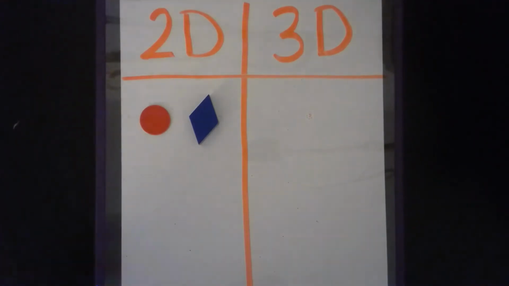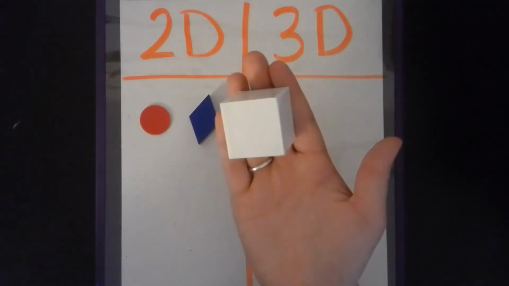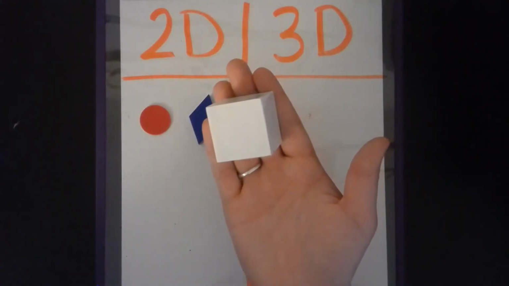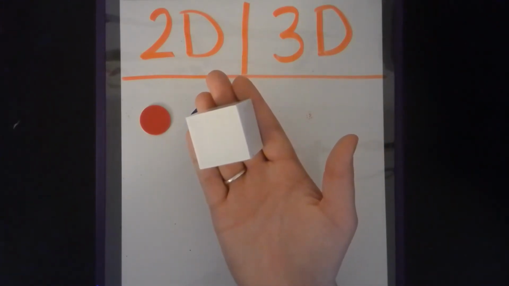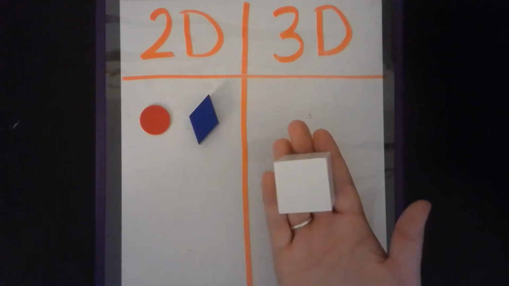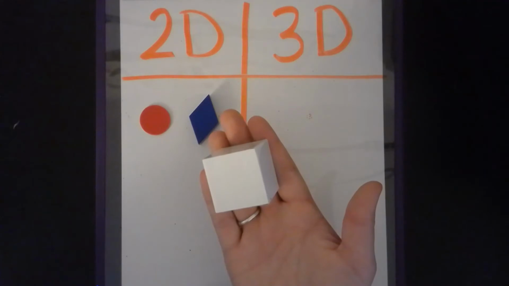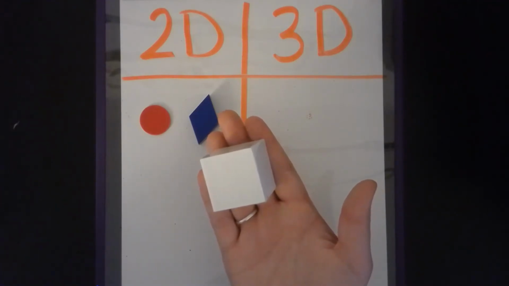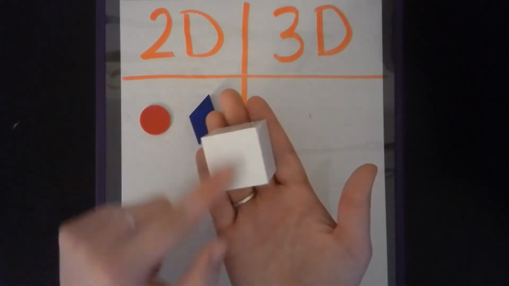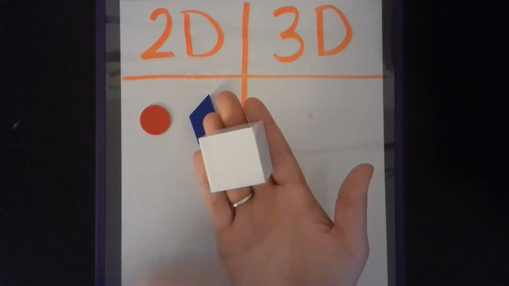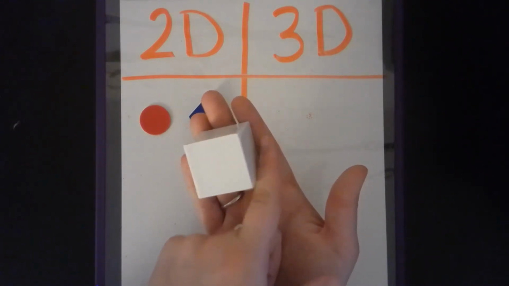What shape is this? A cube. This shape is a cube. Is a cube 2D or 3D? A cube is a 3D shape. It goes top to bottom, right here, side to side, and I can see the front, and look, you can see the back from here too.